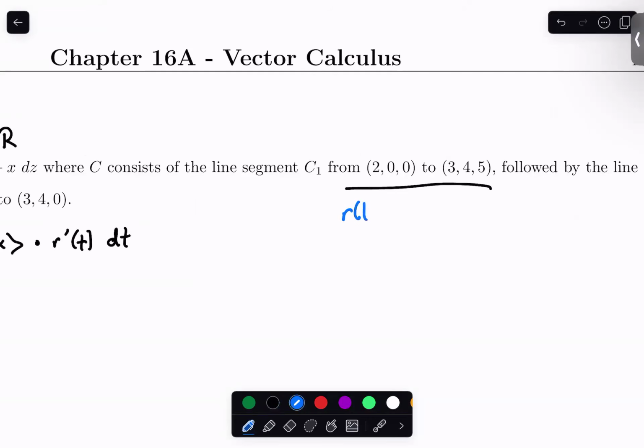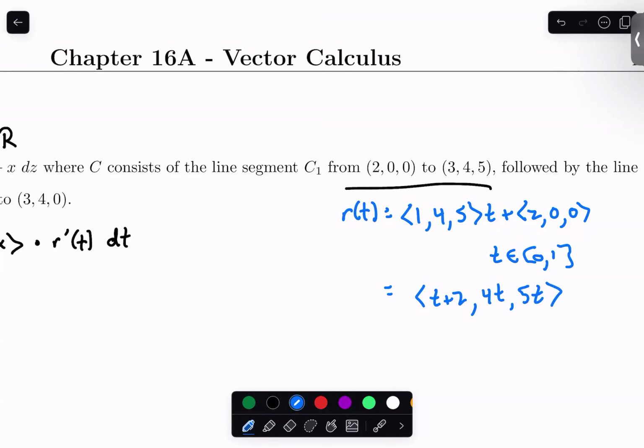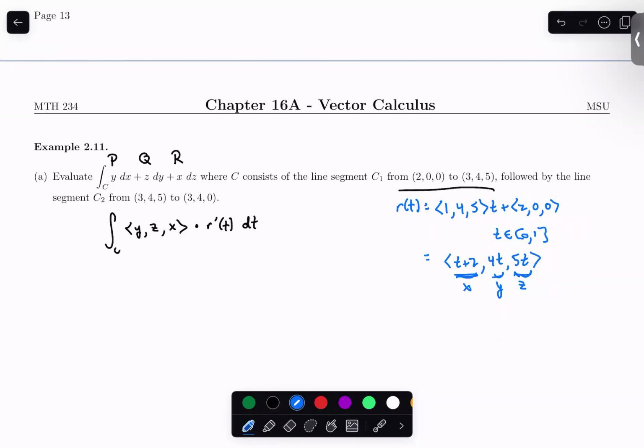Going back to 12.5, we can parameterize this line segment as 1, 4, 5 times t plus 2, 0, 0, t ranging from 0 to 1. We can simplify this down into t plus 2, 4t, and 5t, if you combine all this. This then gives you your x component for our parameterization, our y component, and our z component. So these are what we're going to plug in for the y, the z, and the x. This is what I'm going to take the derivative of to find r prime of t. We can see the bounds range from 0 to 1. So we'll get the line integral for at least the first part of this curve, C1, and then you can just do the same thing again for C2.